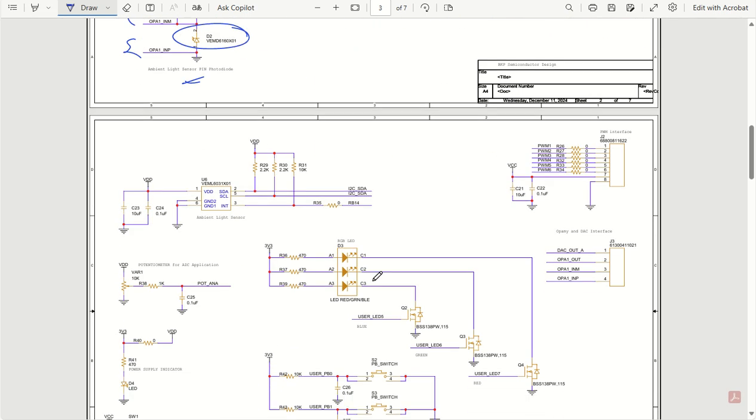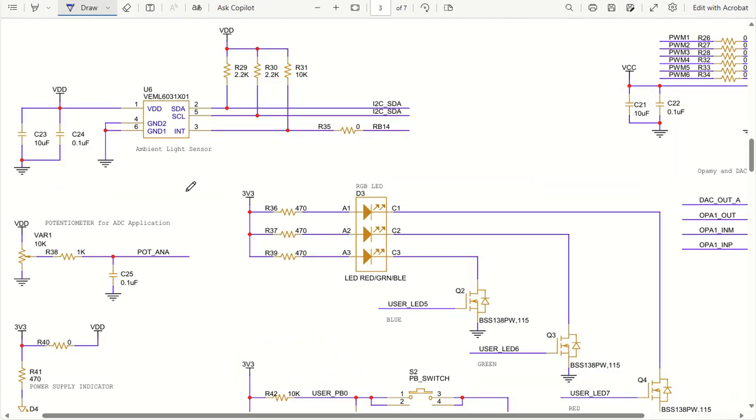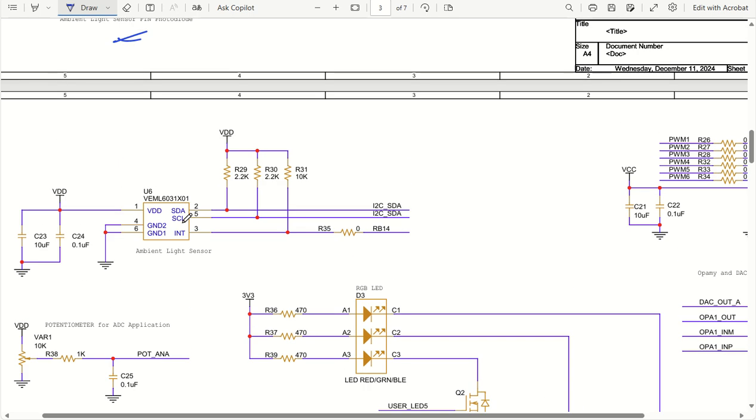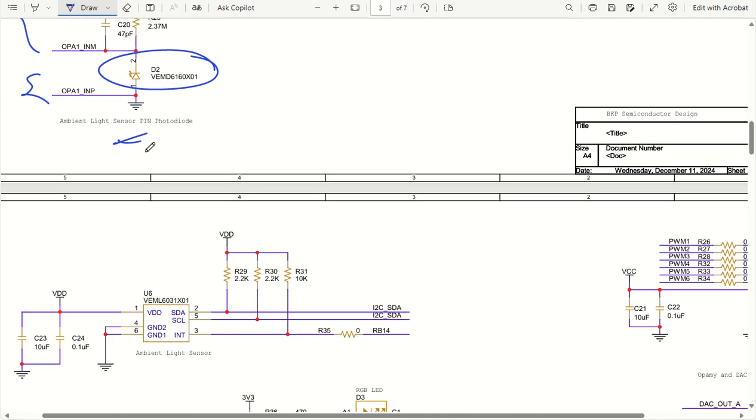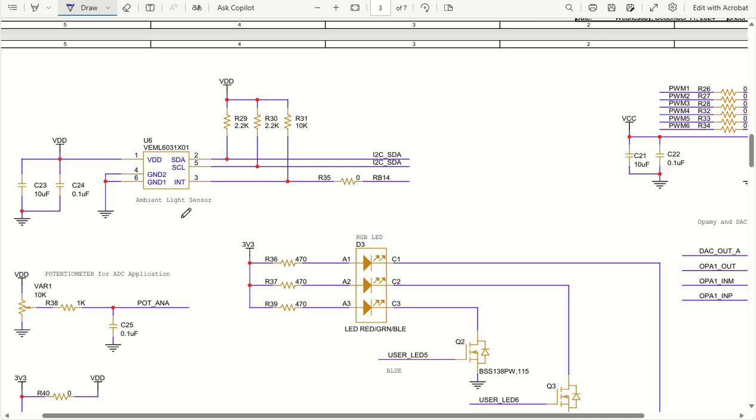Let us get into the next page. As we saw just now, ambient light sensors, we have ambient light sensor one, a very new IC that we have used from Vishay. Vishay has this particular IC based on the I2C interface. This I2C interface is going to find out the ambient light outside.